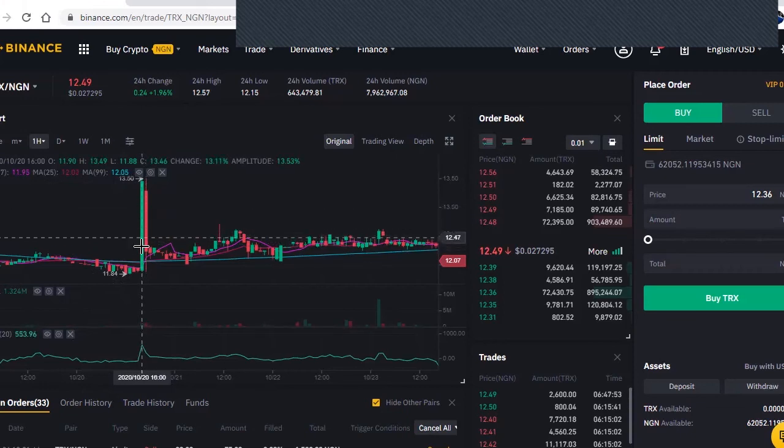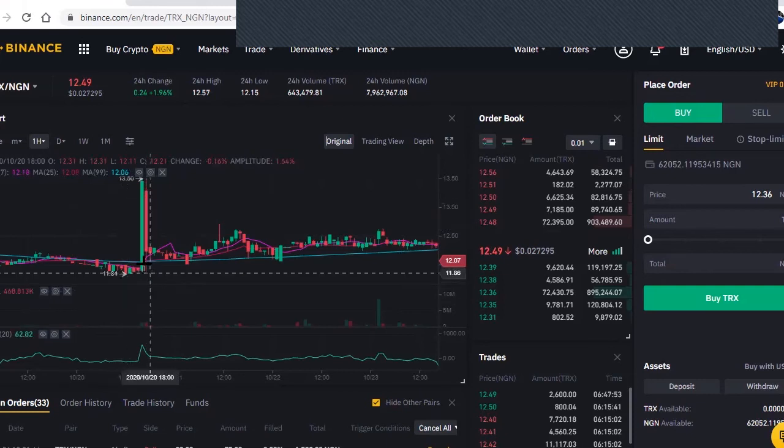So you may be wondering what is this green? This means that a lot of people are buying, you know, the price is going up. And this pink, this particular one means that people are selling, you know. So it means that the price is actually coming down, okay?